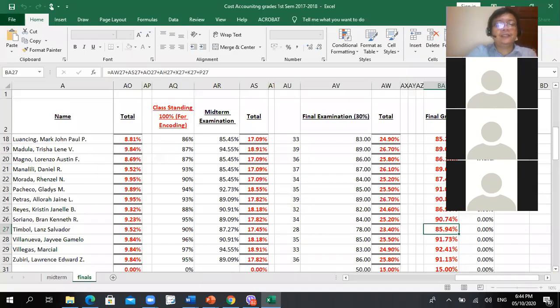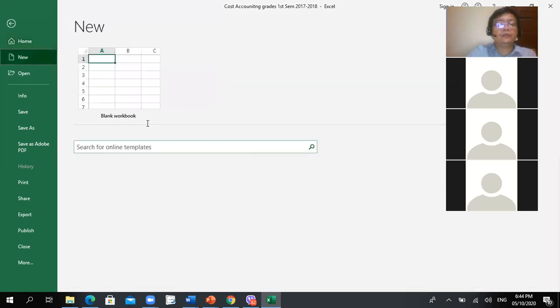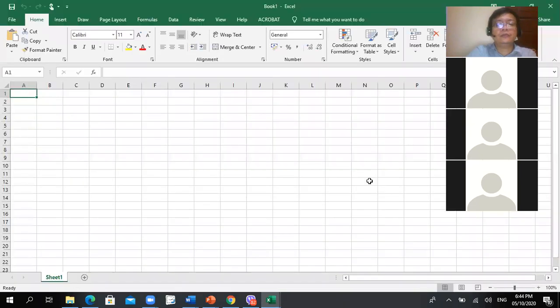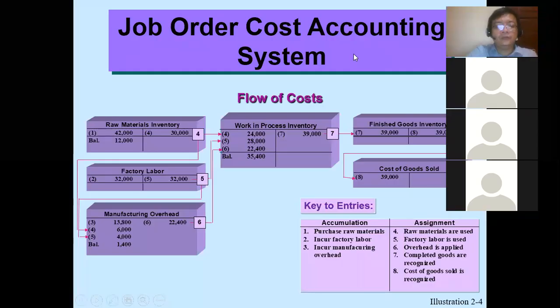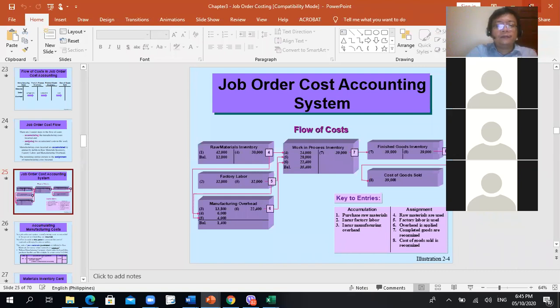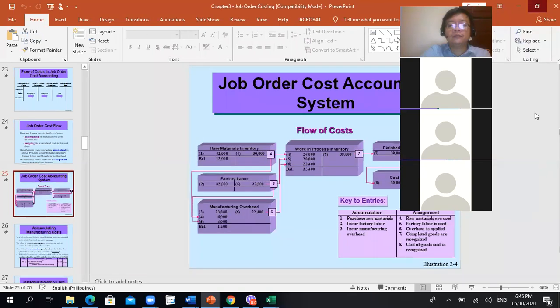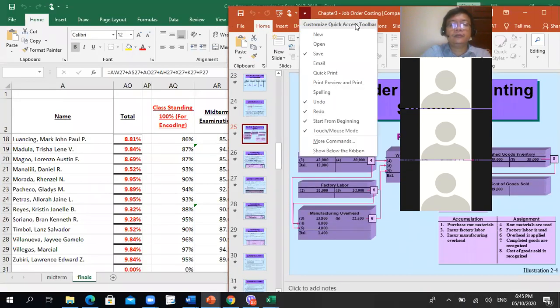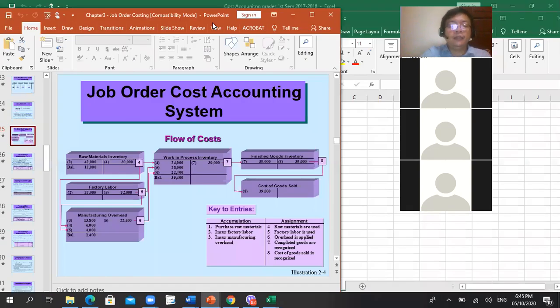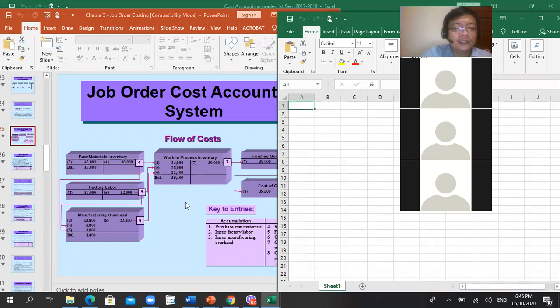Ay, makikita niyo yung grades nila. Sorry, paano kaya to? Yan. Alright, kaya niyo ba? Medyo maliit to, no? Tama? Hello? Sakto lang po, sir. Alright. Hindi nakita.